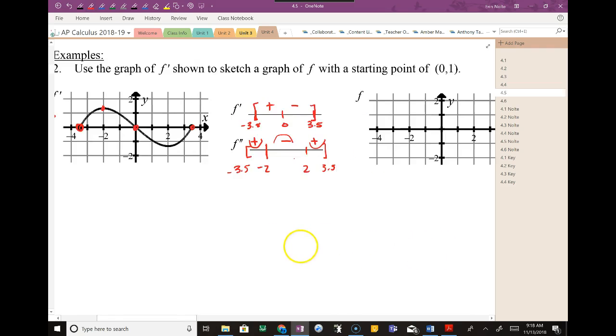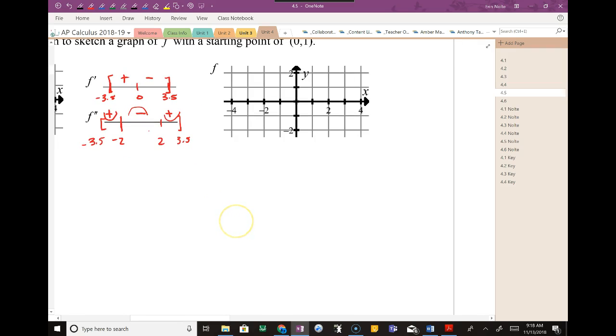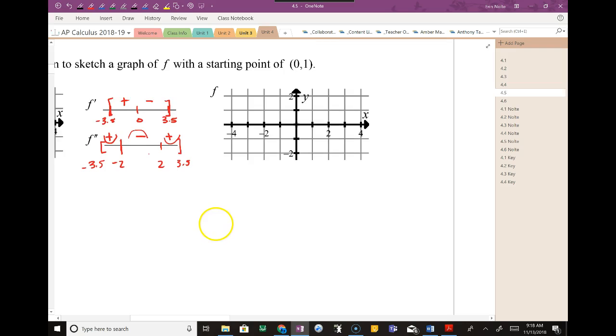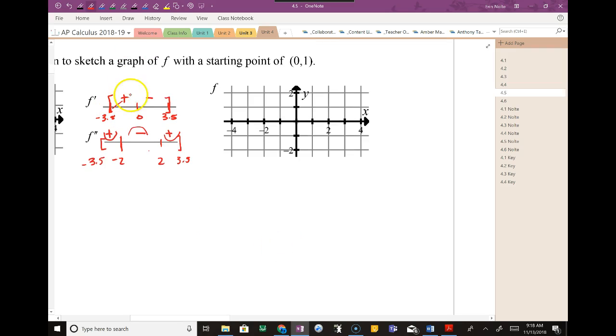Now I'm going to ignore that first graph and take these number lines to help me draw this. I do know that this function goes up and then goes down, and it did tell me that I have a starting point at the value 0, 1. Tell me about the point 0, 1 other than it is starting. What else is it? It's a max, and I know that based on my first derivative. So the point 0, 1 right here is a max.